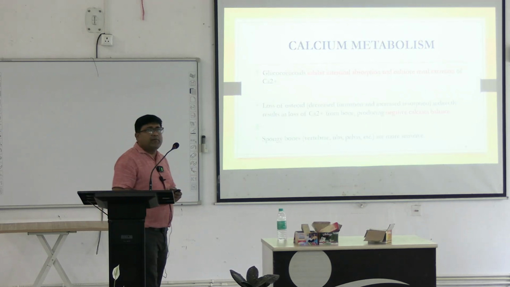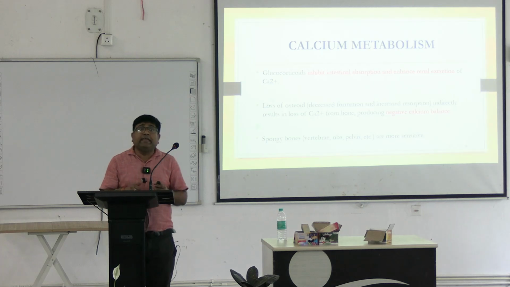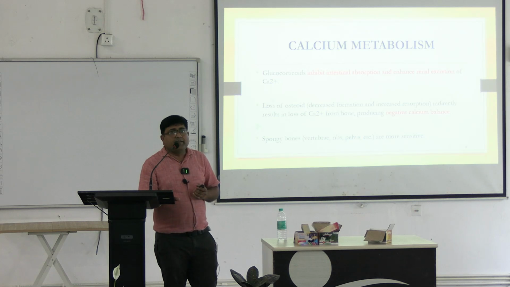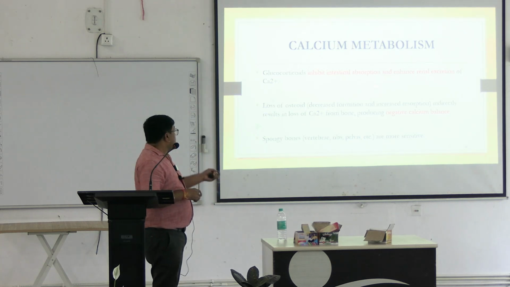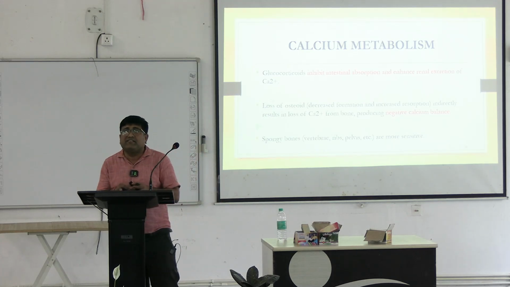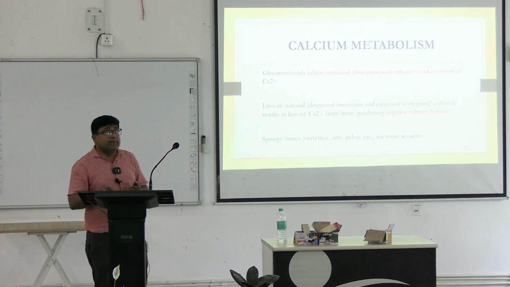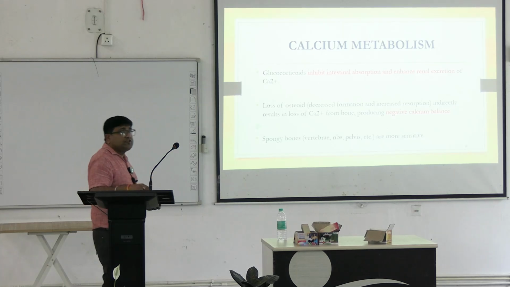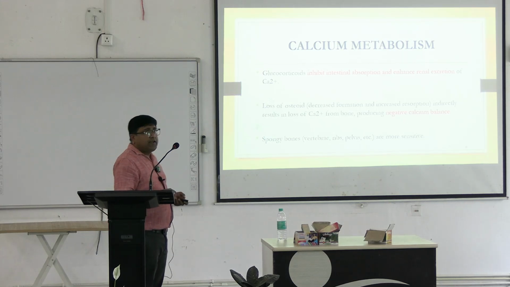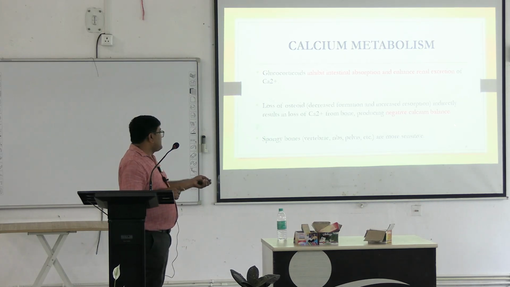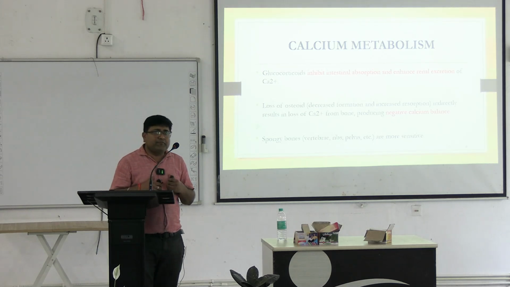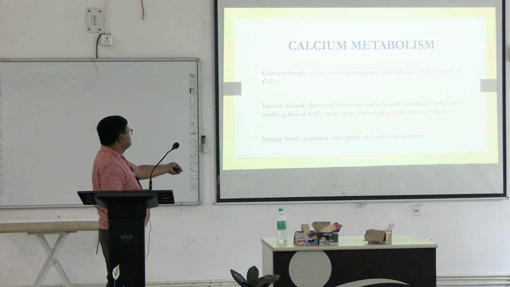Now coming to calcium metabolism, number one, they inhibit the calcium absorption from the intestine and increase the calcium excretion from the kidney. Number three, there is loss of osteoid formation and increased osteolysis in the bone, leading to negative calcium balance. Spongy bones are more affected, that include the vertebra, ribs and the pelvis.